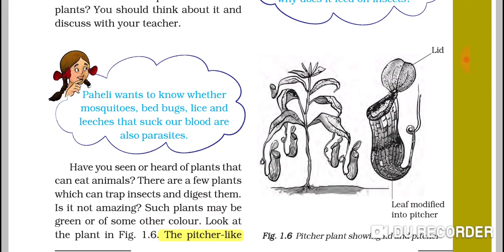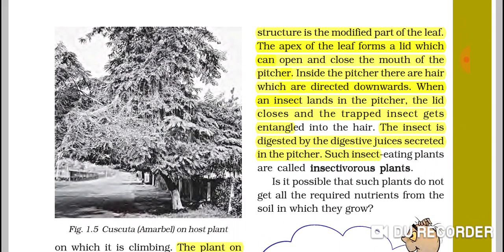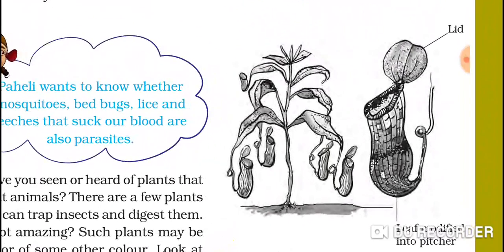Now another example is the pitcher plant. They are insectivorous plants. Their mode of nutrition is that they eat insects. They have a particular modified leaf, as you can see here. The leaf has been modified into a cup-like structure in which digestive juices are present.